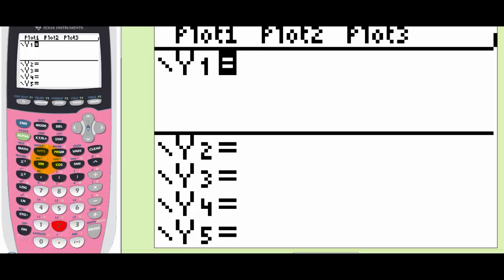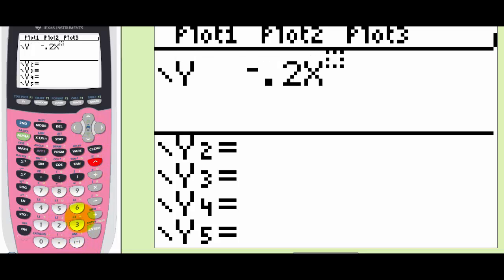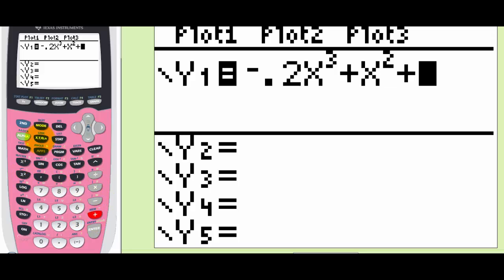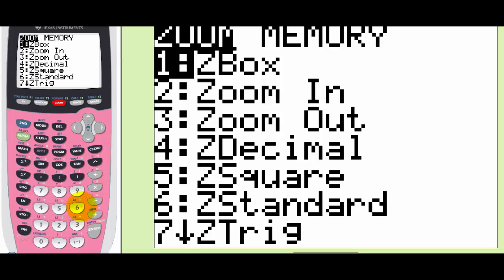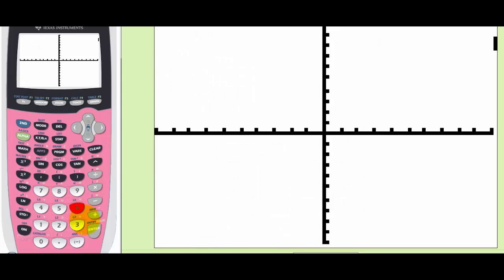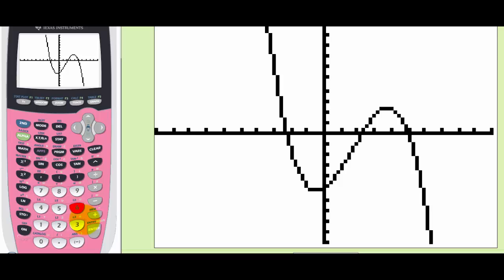Negative 0.2 x cubed plus x squared plus x minus 5. Now the first window I'm looking at is always zoom standard, and if that's not enough, then I'll do something else. Zoom 6, zoom standard. And that's a fine graph. So I see that the function will not have any absolute, global. The function will not have any global max and global min. Okay. So let me just grab this one. I'll let you grab the other one. There, it's a similar way.